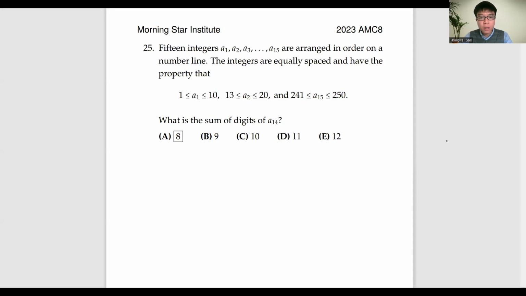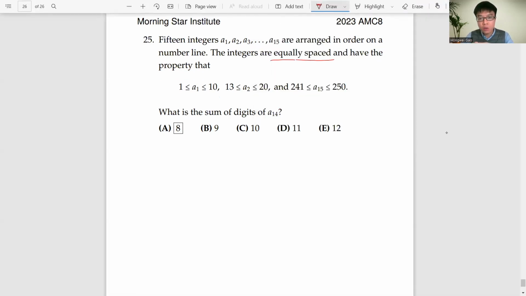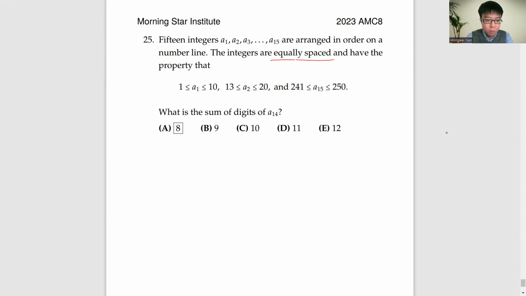15 integers A1, A2 up to A15 are arranged in order on the number line. The integers are equally spaced and have the following property. A1 is between 1 and 10, A2 is between 13 and 20, A15 is between 241 and 250. What's the sum of digits of A14? First, we note that the numbers are equally spaced. That means those numbers make an arithmetic sequence.